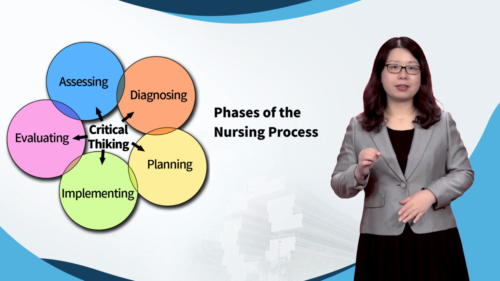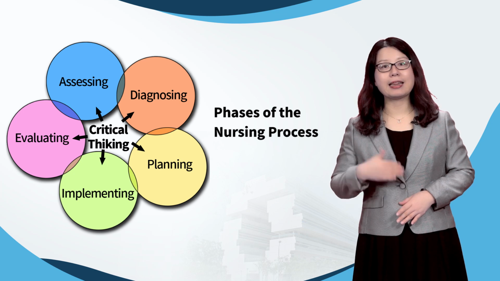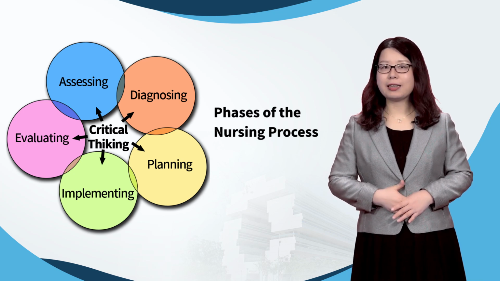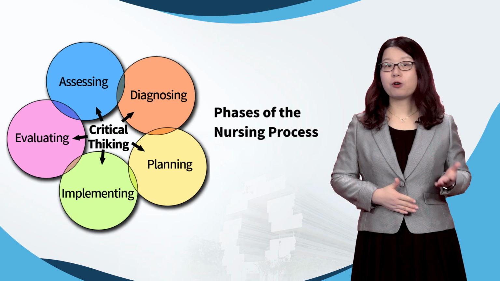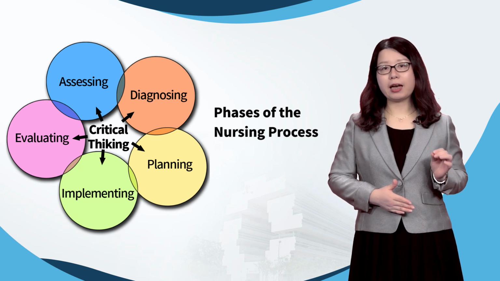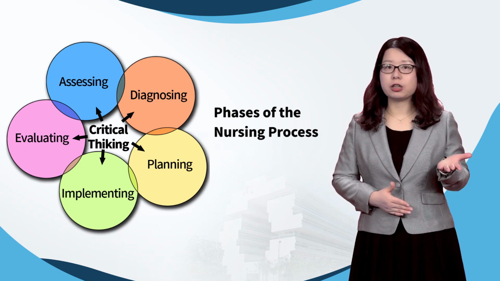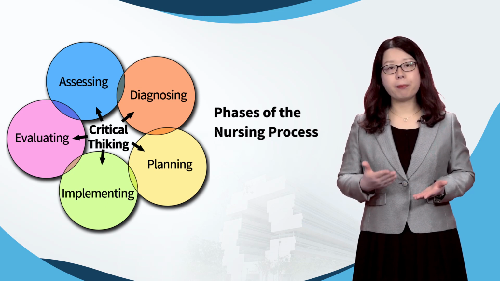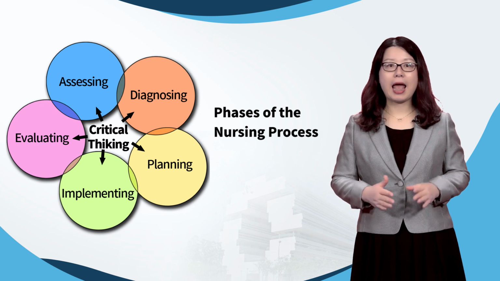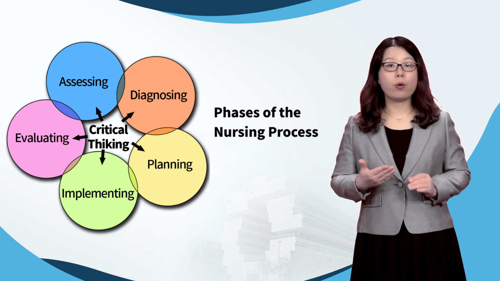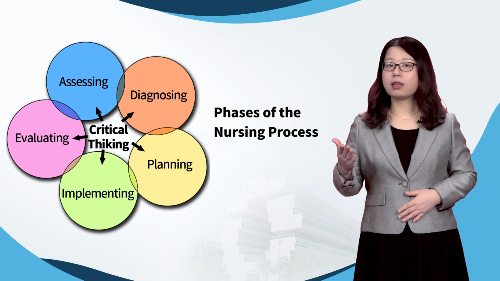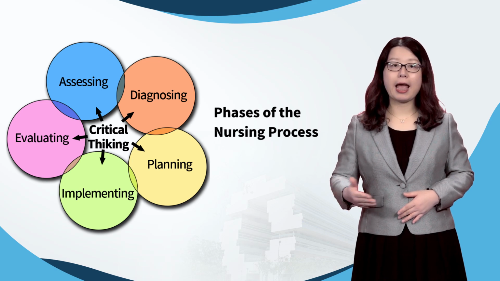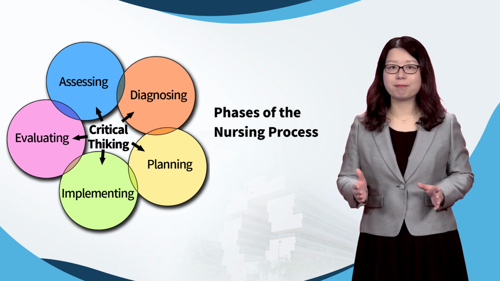Each phase of the nursing process affects the others. They are closely interrelated. For example, if inadequate data are obtained during assessing, the nursing diagnosis will be incomplete or incorrect, and inaccuracy will also be reflected in the planning, implementing, and evaluating phases.